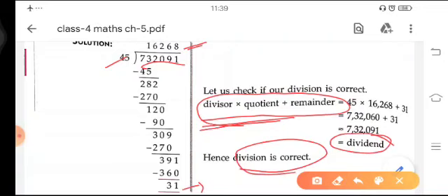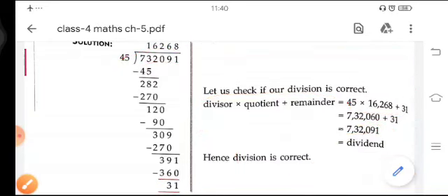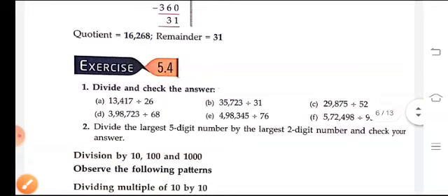Okay, so in this example you can see that the divisor is 45, the quotient is 16,268, and the remainder is 31. When we solve it we are getting 7,32,991, and that is exactly the same as the dividend, right? So it means that our division is correct. Okay, right? So similarly you have to solve your exercise.